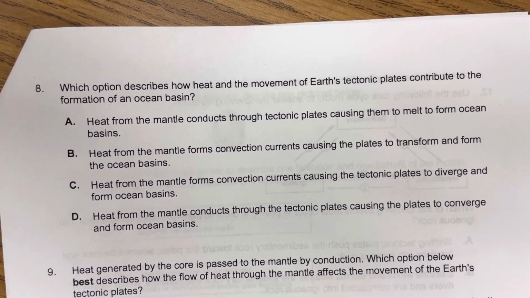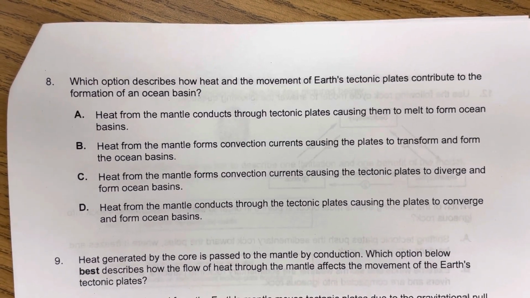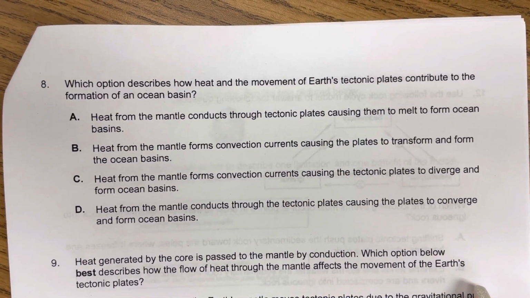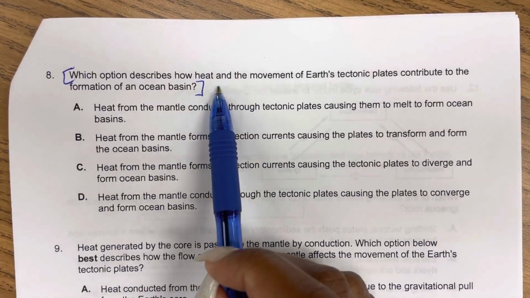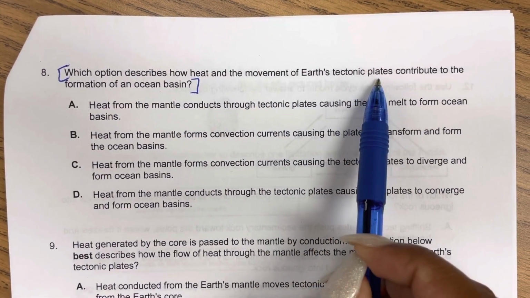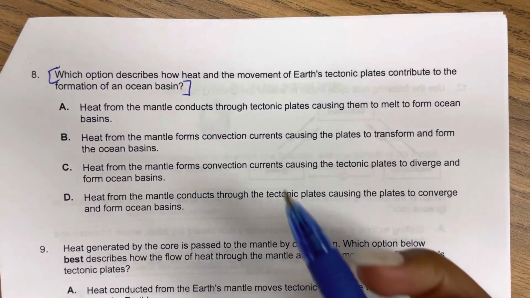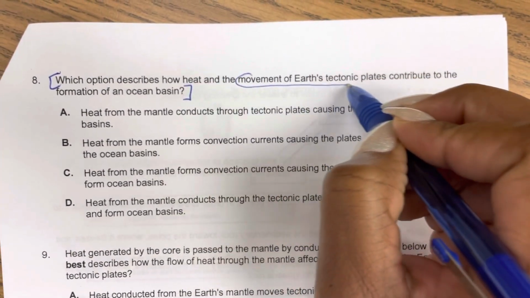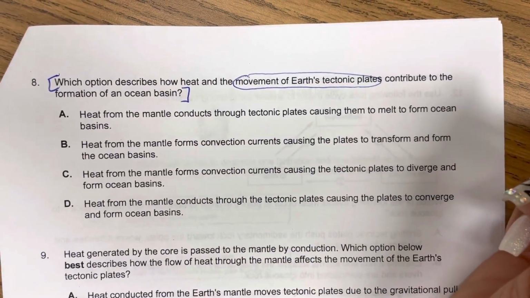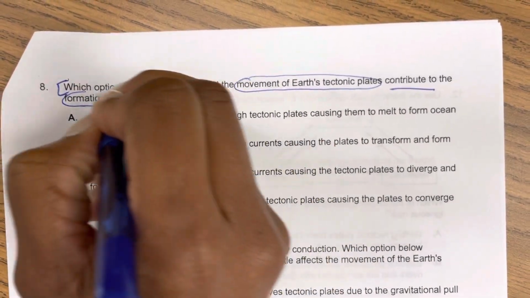So let's go ahead and dive into number 8 of the Earth Structures and Geologic Time Assessment. The first thing we're going to do is the R-Bug strategy. So basically we're going to go ahead and bracket the question. Which option describes how heat and the movement of Earth's tectonic plates contribute to the formation of an ocean basin? All right. So what they're trying to find is how the movement of Earth's tectonic plates contributes to the formation of an ocean basin.